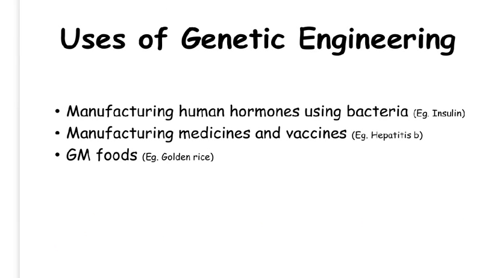Some examples of the uses of genetic engineering include the manufacture of human hormones such as insulin, the manufacture of medicines and vaccines, and genetically modified foods such as golden rice. Insulin is used to treat people with diabetes.